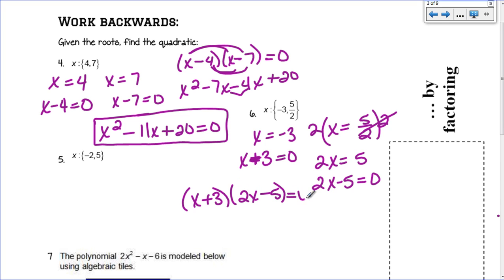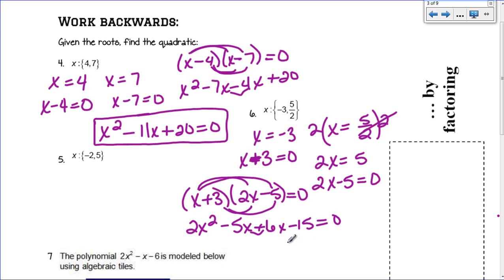And we're going to do the same thing we did up here, double distribute to get back to the quadratic, so that becomes 2x squared. This becomes minus 5x. That becomes 6x. And this becomes negative 15. Put your two middle numbers together, so you have 2x squared plus 1x minus 15 equals 0. There's your quadratic by working backwards.